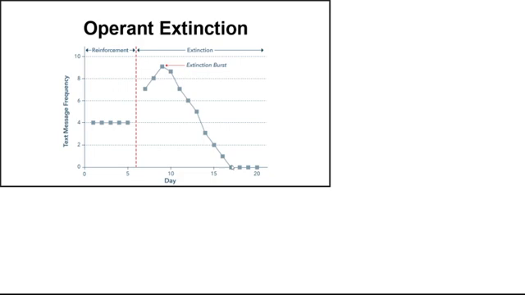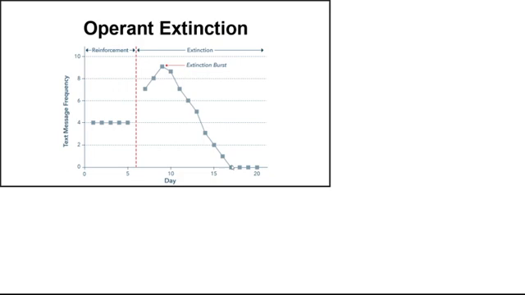But when we enter extinction, maybe you send your friend a text and they don't respond. So you send another one and another one. Maybe you're angry that they're ignoring you, so you send a lot more texts. That would be an extinction burst. If they're still not responding, then you would probably start responding less and less and less until you no longer text that friend.